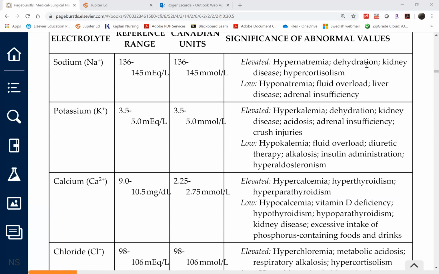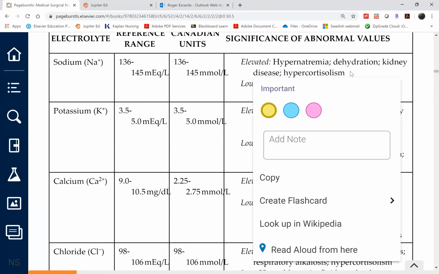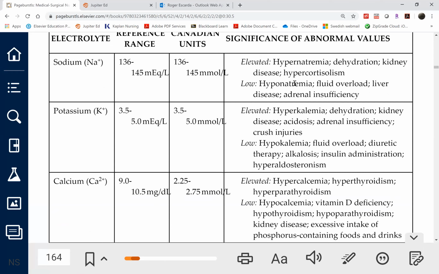For instance, we talk about kidney disease. This will be in chapter 68, okay, under acute kidney injury and chronic kidney disease. For liver disease, that would be, I think, chapter 58, okay, and so on. So we're only discussing chapter 11.